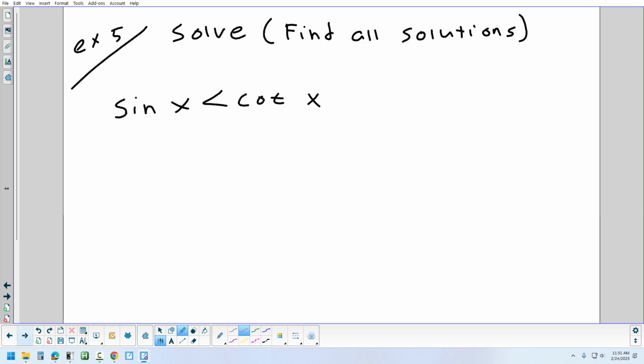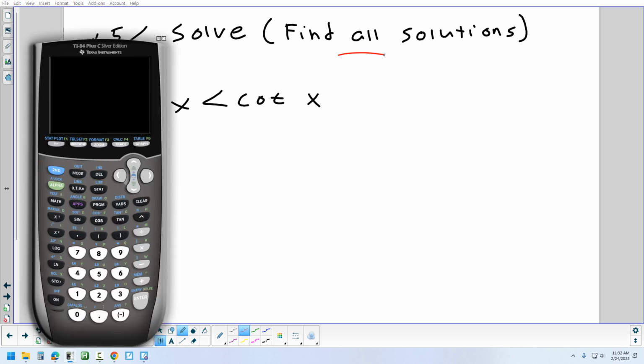Okay, let's try it. Let's find where sine is less than cotangent, and they want all solutions. Okay, we could do this a couple ways. We could leave it the way it is, or we could put everything on one side and get 0 on the other. So which way do you want to do this one? Get 0 on one side, or do it the way they gave it to us? This way. Okay, so then that means we're going to put sine in y1.